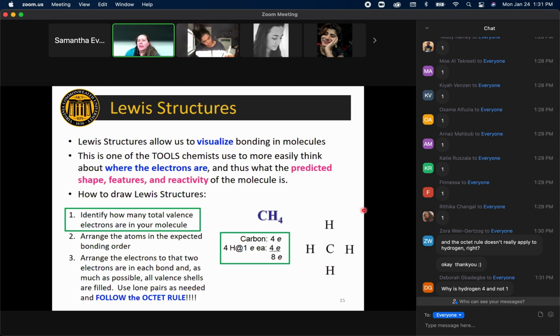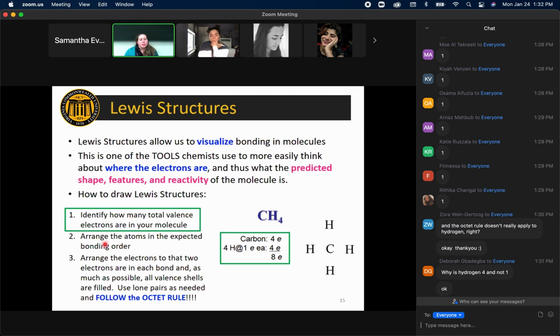And someone else has asked, why is hydrogen 4 and not 1? So each hydrogen is 1, but we have 4 hydrogens in the molecule. So that's where we get 4 electrons. It's a little bit weird to see, but it's hydrogen at 1 electron each, and there's 4 of them. So that's 4 electrons coming from all of the hydrogen atoms in the molecule. Okay, we've got number 2 down.